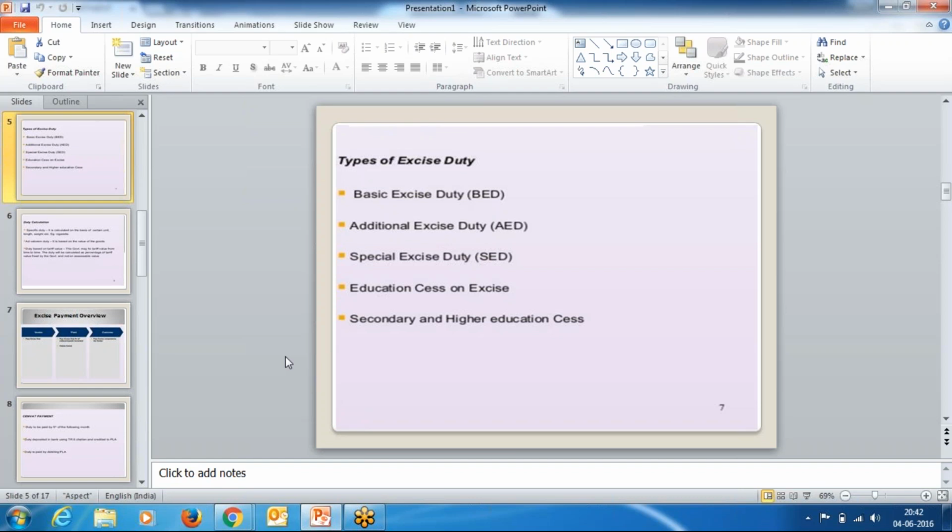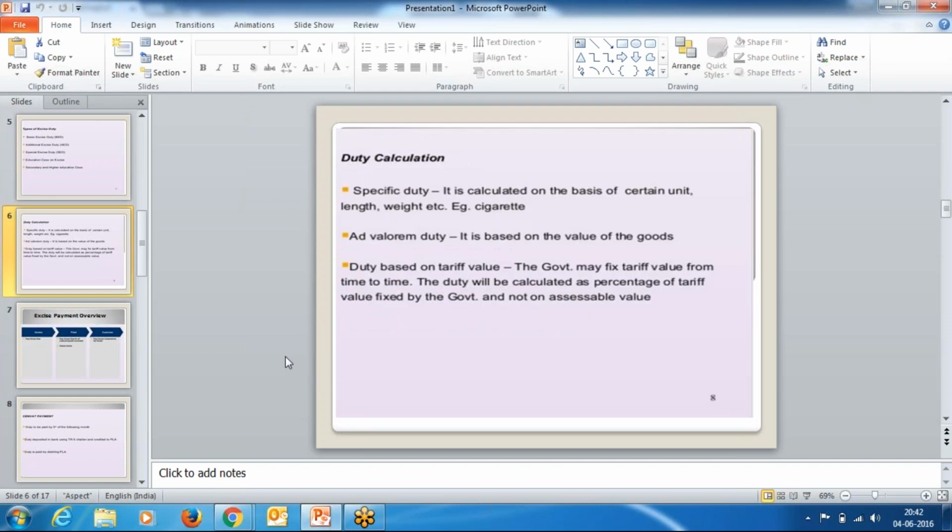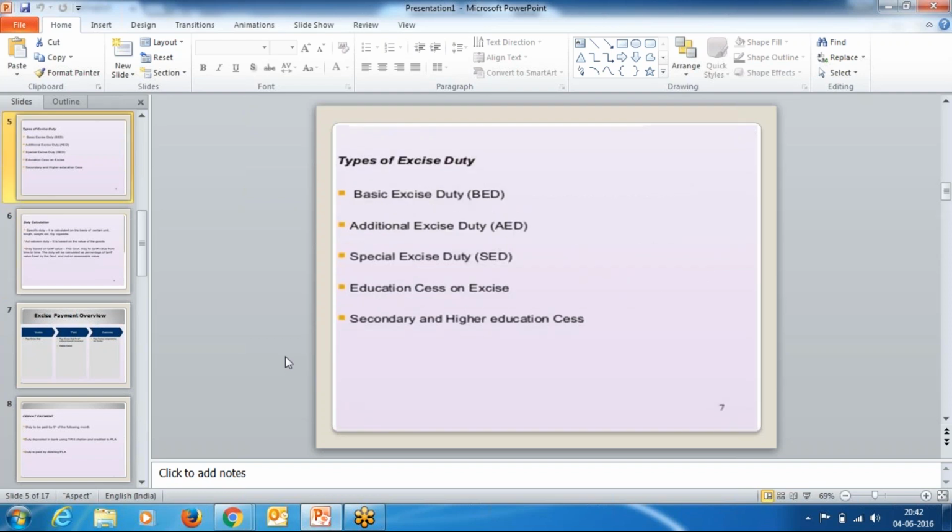So here we'll have BED, AED, SED, special excise duty, and here your cess, education cess on secondary and higher education cess. Nowadays, a third cess, which is a temporary one, Swachh Bharat cess and Krishi Kalyan cess, is also a part of duty. Okay. What's the major difference between additional and special excise duties? See, AED, additional excise duty, is commonly used on import.